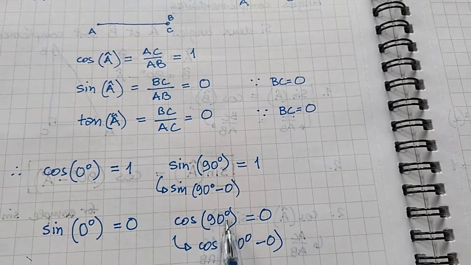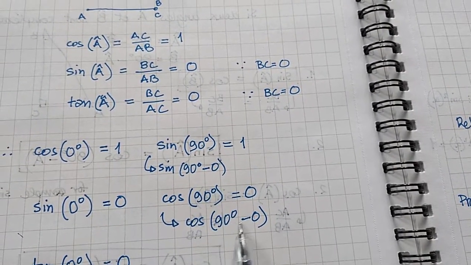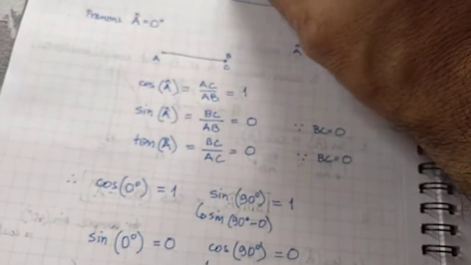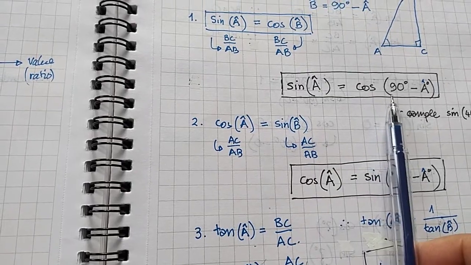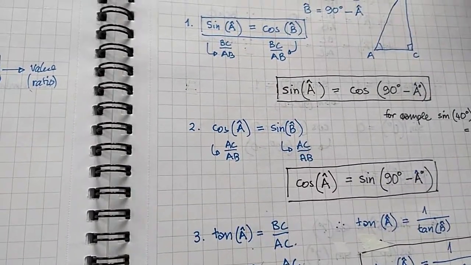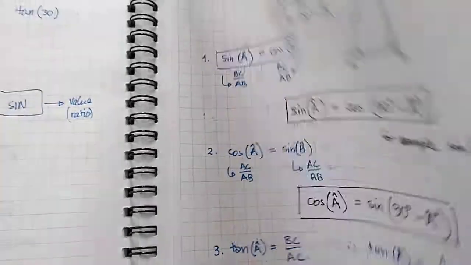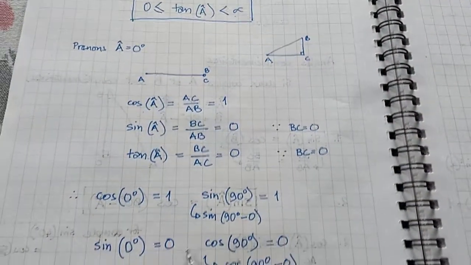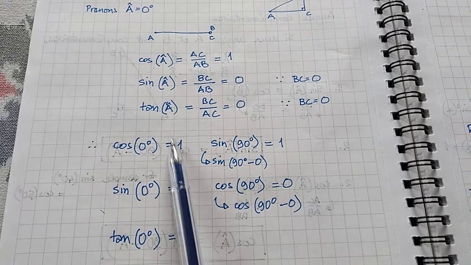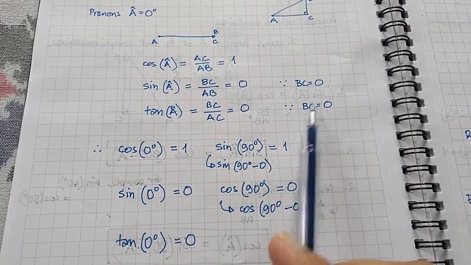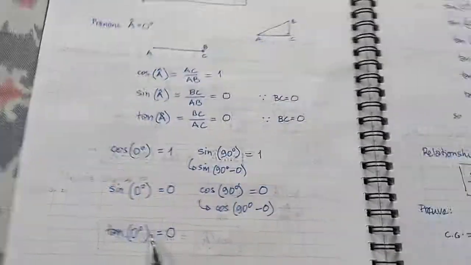How do we come to cos of 90? Cos of 90 minus 0. It's again this thing here. Sine of 0 is equal to cos of 90 minus 0, because angle A we have taken as 0. And tan of 0 is 0. Tan of 0 is 0 because BC is 0.